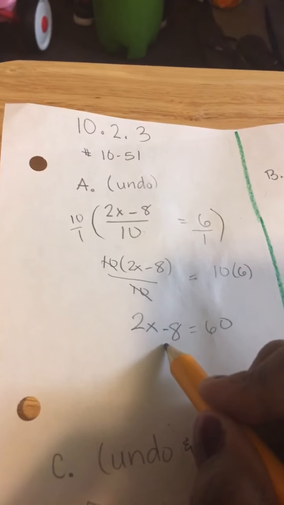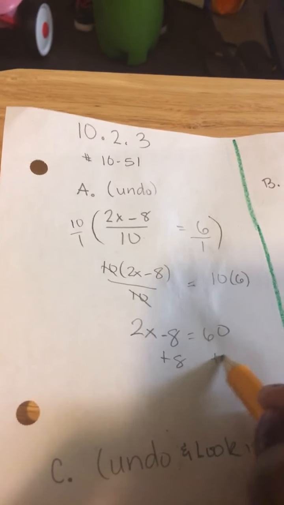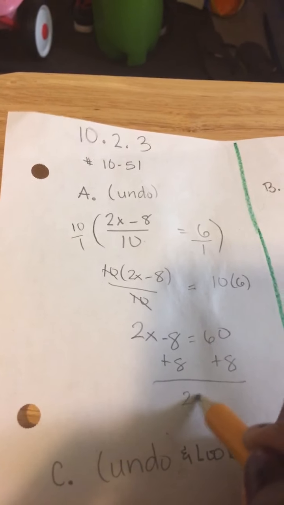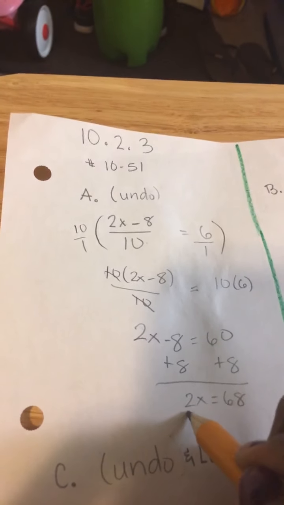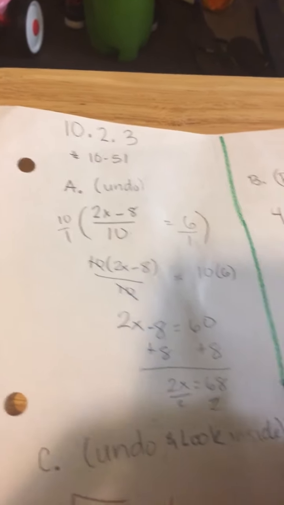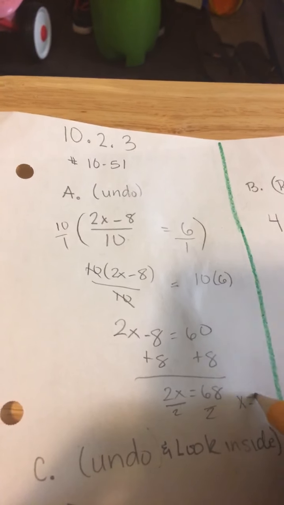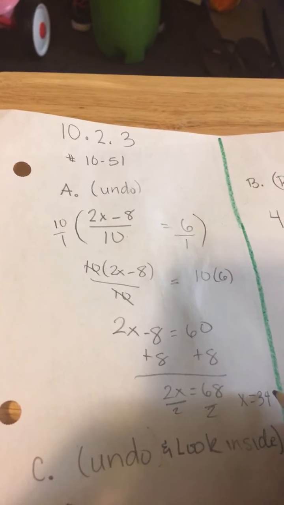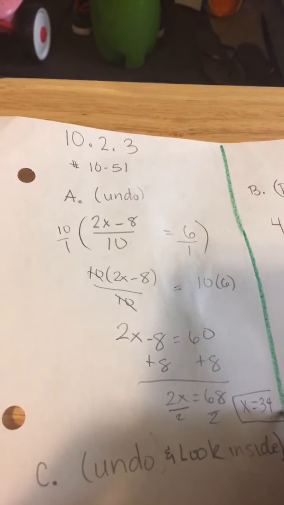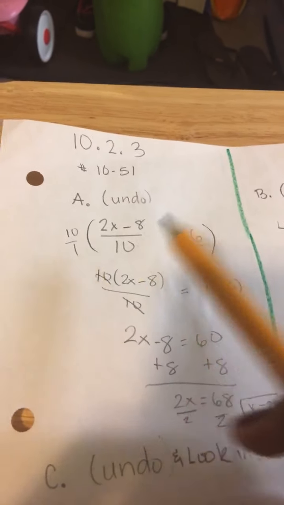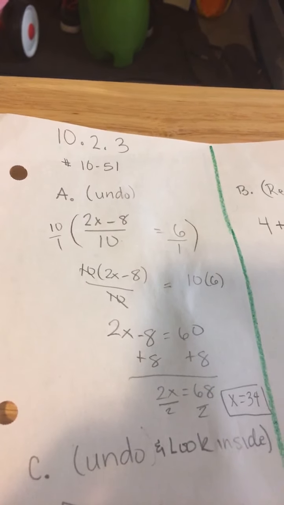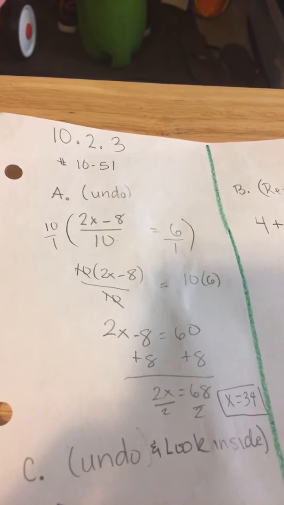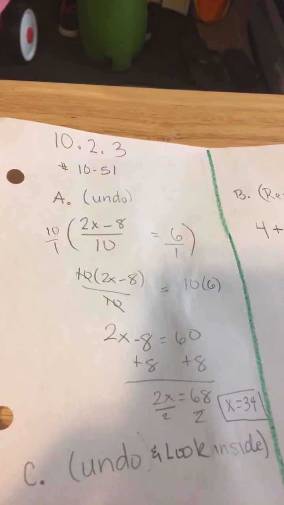Well, that's kind of funny looking. Plus 8 plus 8, 2x equals 68. Divide by 2, and I'm going to write my answer over here. x equals 34. And I want to do some mental math, see if that works. It says 2 times 34, which is 68, minus 8, which is 60, divided by 10, which is 6. Yeah, it checks.